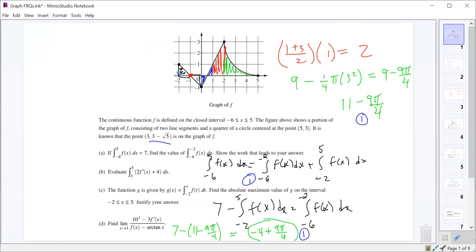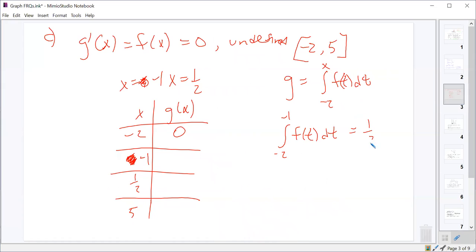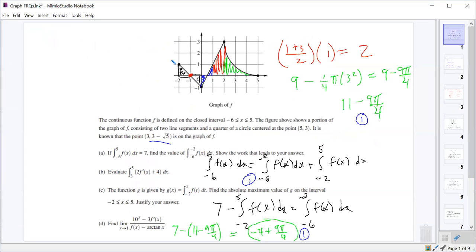Looking at the integral from -2 to -1, we're adding in 1/2 base times height, so 1/2 of area. So that ought to be 1/2. And then if we go all the way to 1/2, from -2 to -1 we have the 1/2, but then from -1 to 1/2 we end up with -1/2 times 1 divided by 2, so -1/4.